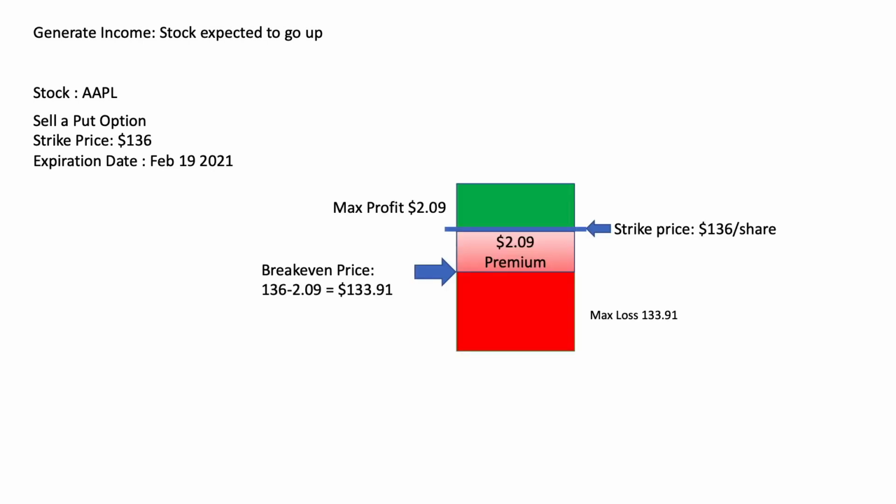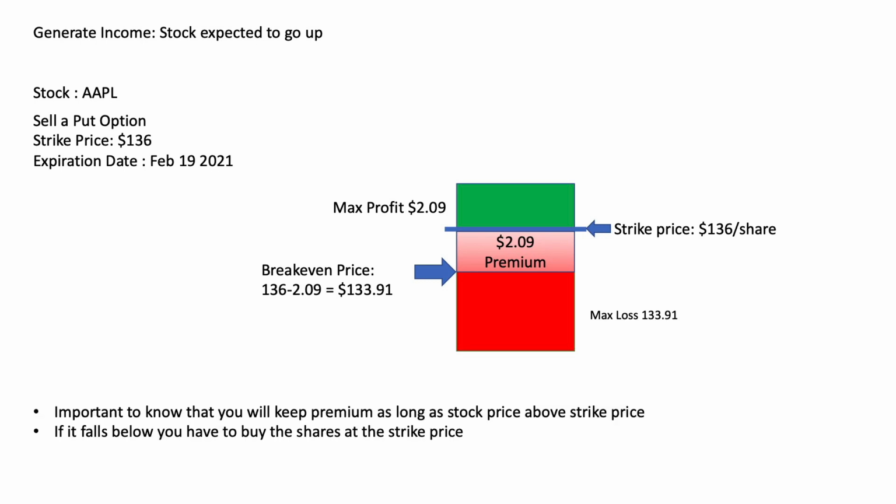So in this case, you're going to get $2.09 up front for taking this position. Your break-even price, 133.91. Your max loss in this situation would be 133.91. It's important to know that you keep the premium as long as the stock is above the strike price. As long as Apple stays above $136 per share, you will keep the premium that you receive. However, if the stock falls below the strike price, you will likely have to buy the shares of Apple.